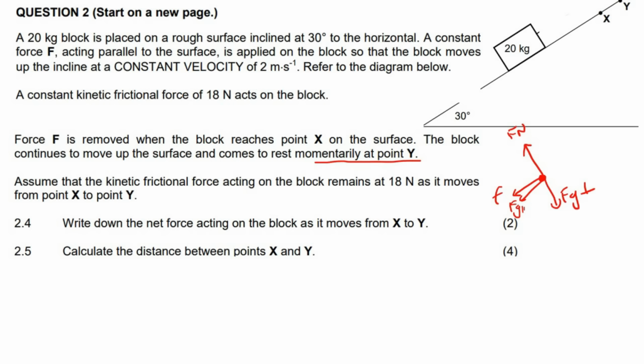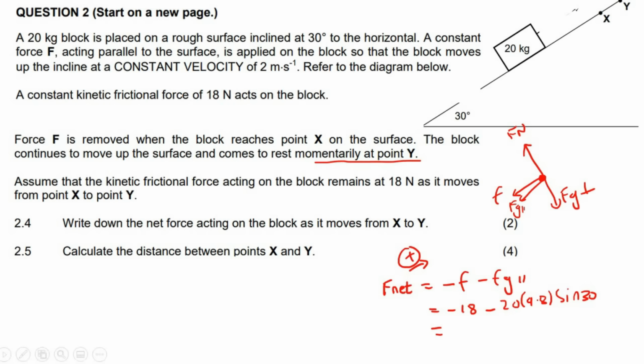So it says write down the net force. Some of you might have said 0, but that's only if we were still moving at a constant velocity. And that was only earlier on when the applied force was still there. But that applied force is not there anymore, so we're not moving at a constant velocity anymore. Our object is actually going to slow down. So the net force is now going to be just these two. They're both going to be negative because we're taking upwards as positive. So we're going to say minus F minus Fg parallel. And so that's going to be minus 18 minus mg sin theta, which is 20 times 9.8 times sin of 30.